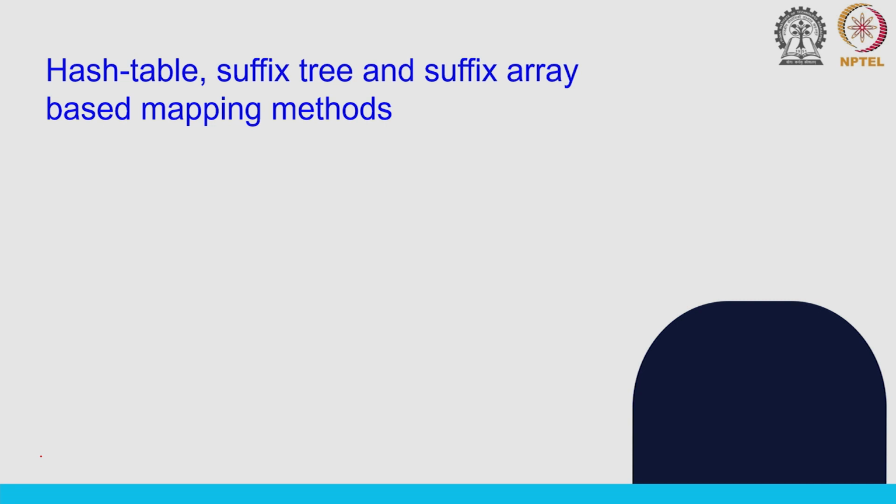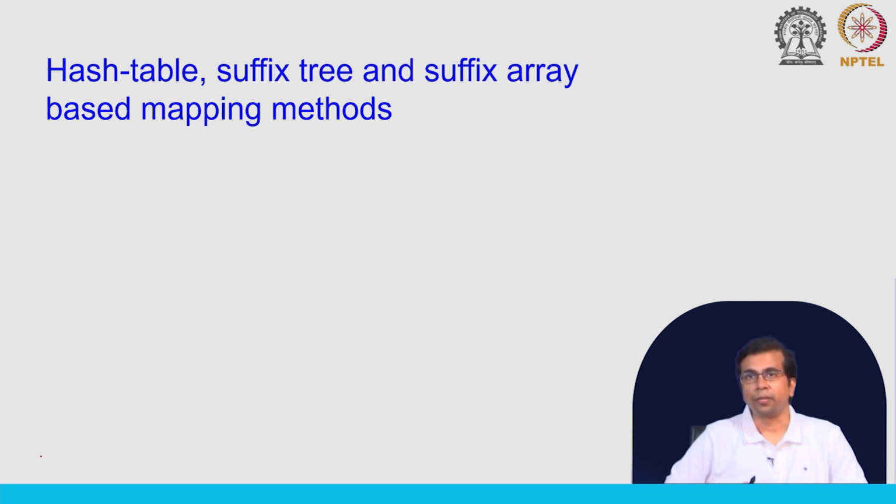Just to briefly recap the mapping methods that we have discussed so far: hash table based methods, suffix tree based methods and suffix array based methods. For the hash table based method, we talked about how we stored the reference sequence in a hash table. We generate seeds and store them in the hash table along with the locations, and we generate similar seeds from the read data, search in the hash table and find the locations. Of course, there are a lot more details in there.